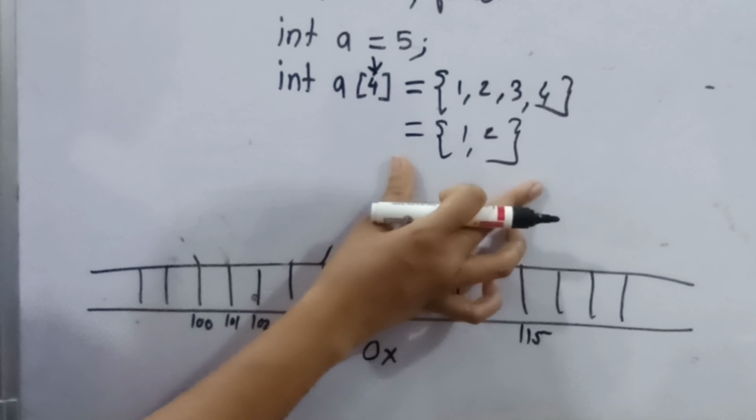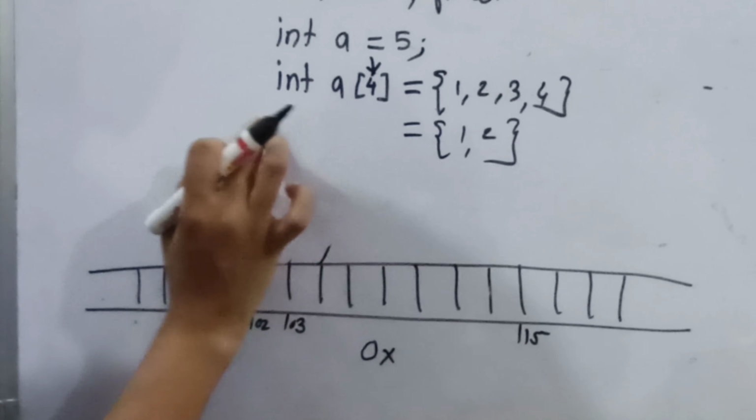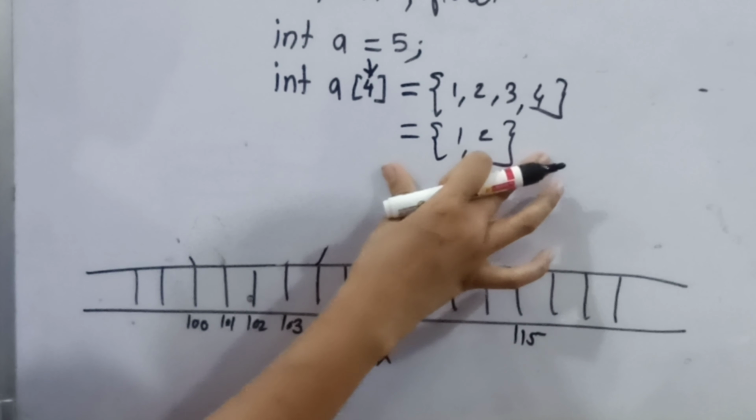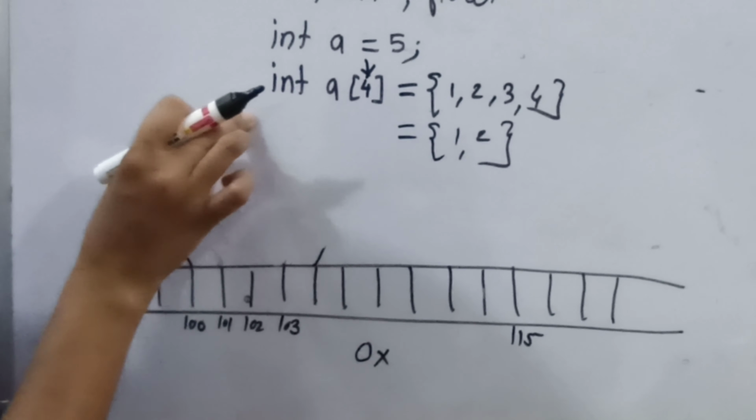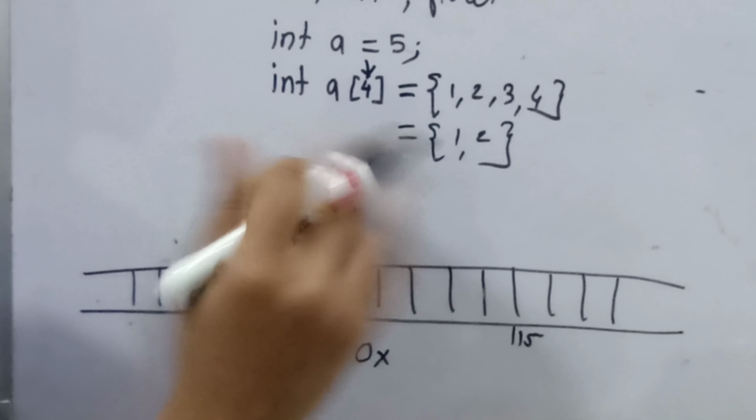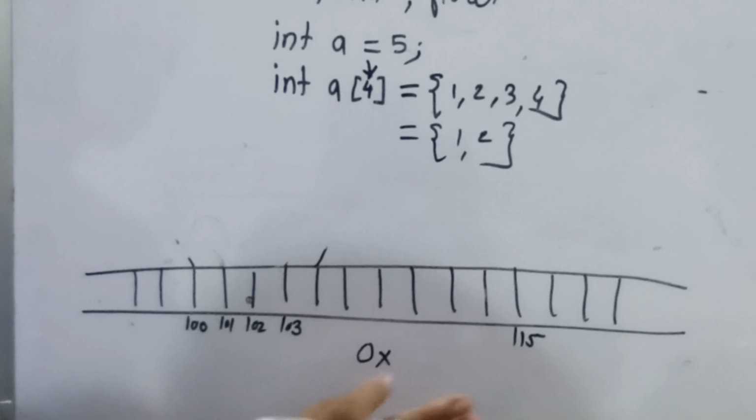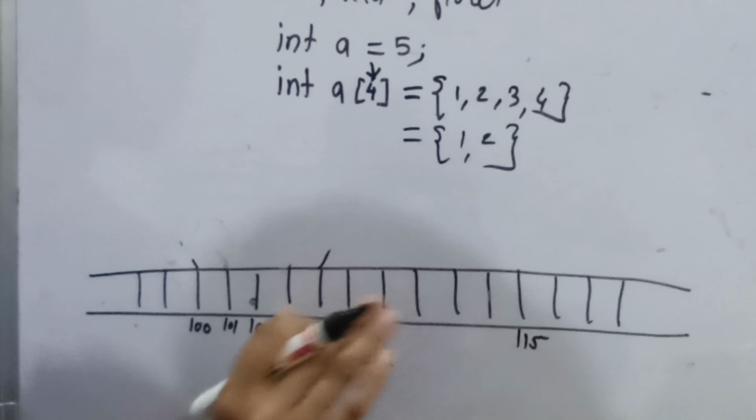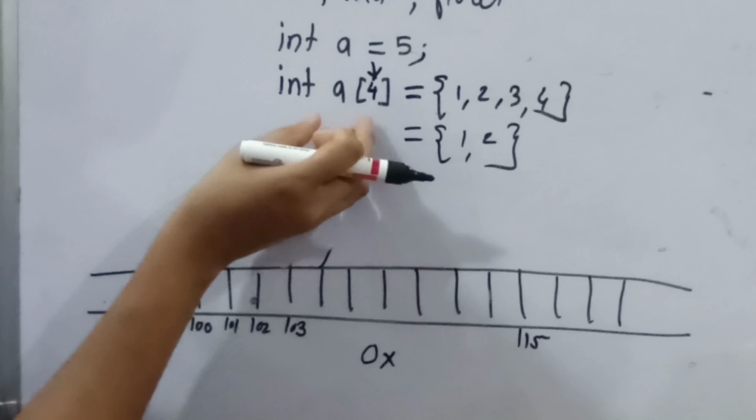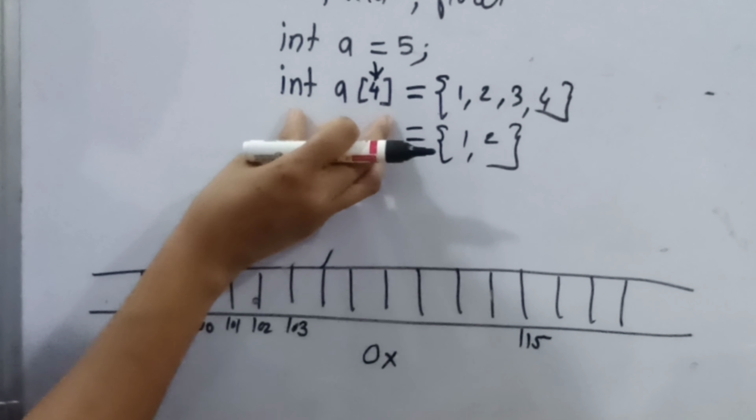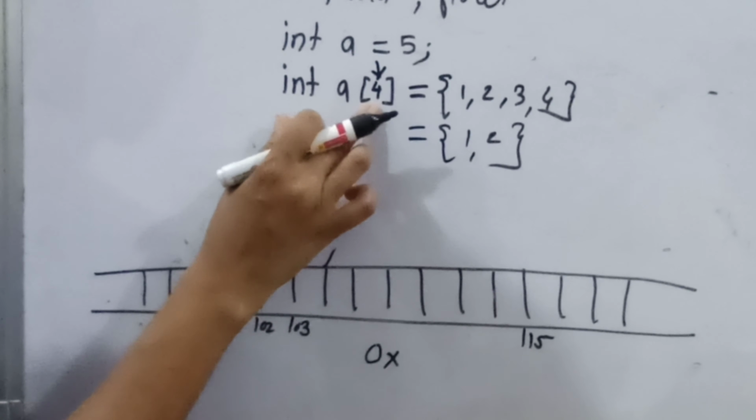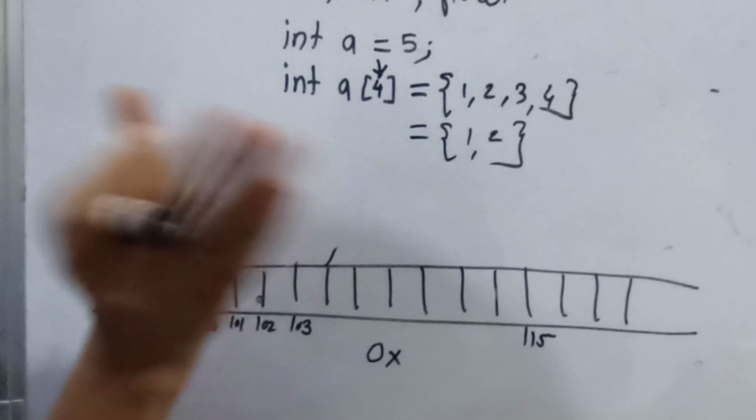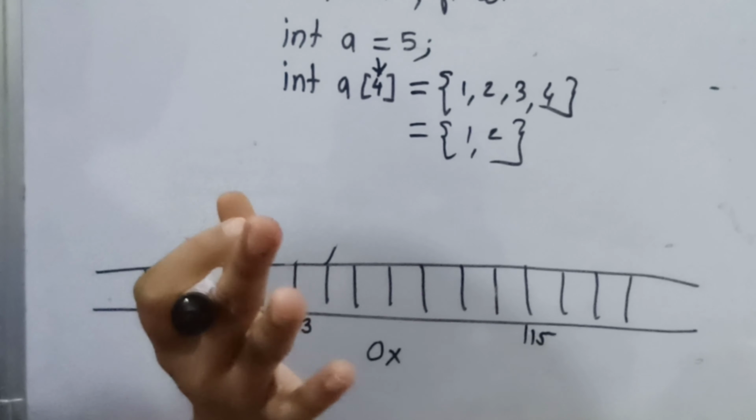So this declaration is also allowed here. This is the initialization at the time of compilation. You can accept the values from the user also. If you want to take input from the user, then as we are going to take the array here, we are going to accept the 4 values. So we have to use the for loop.